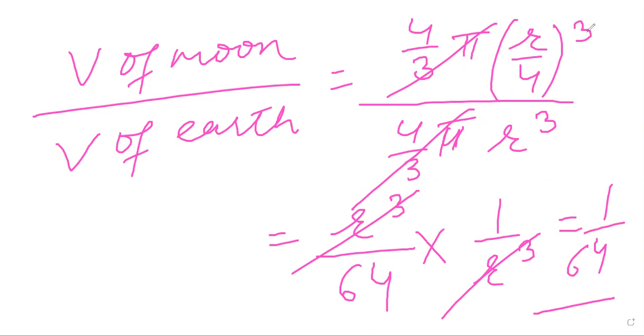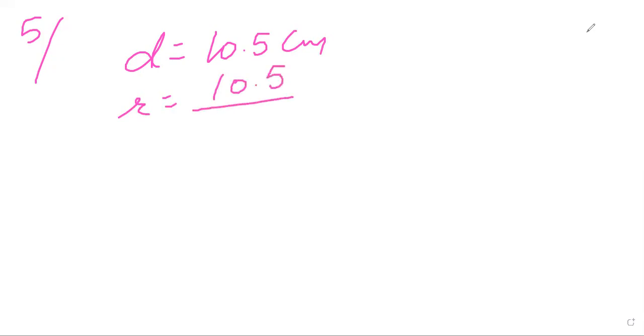Next question, question number 5. How many liters of milk can a hemispherical ball of diameter 10.5 centimeter hold? Here you are to tell the capacity in liters, how many liters of milk the hemispherical ball contains, with the diameter 10.5 centimeter. So firstly we'll find out the radius of the ball, that is 10.5 divided by 2.